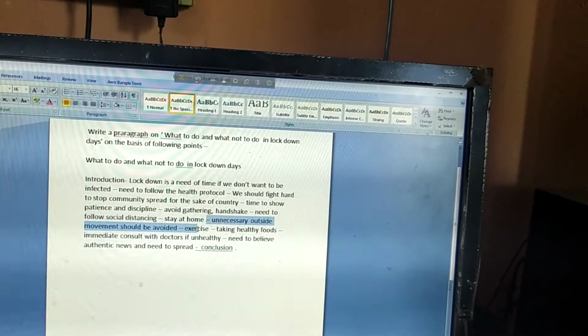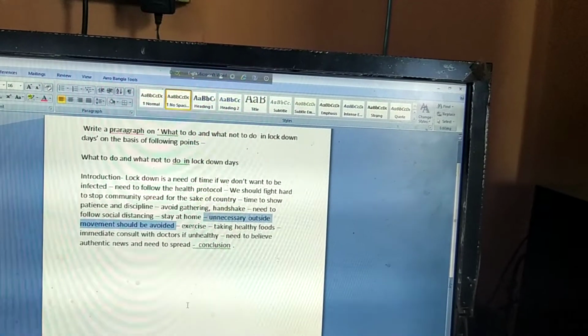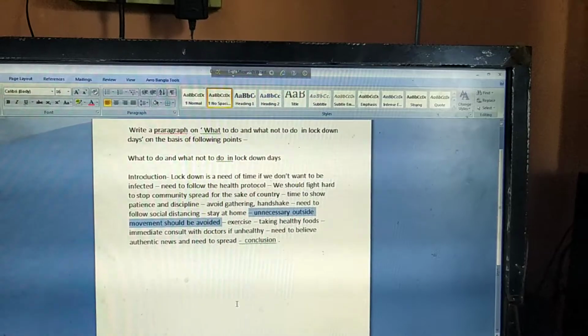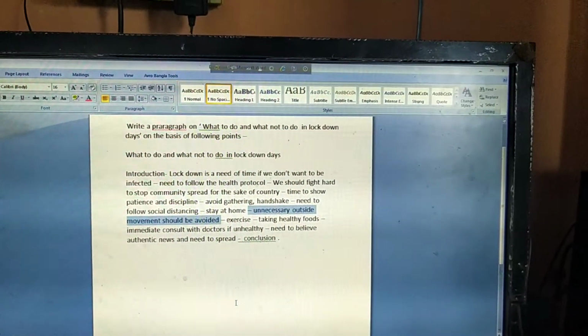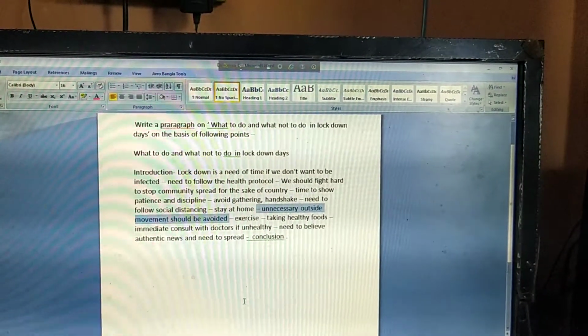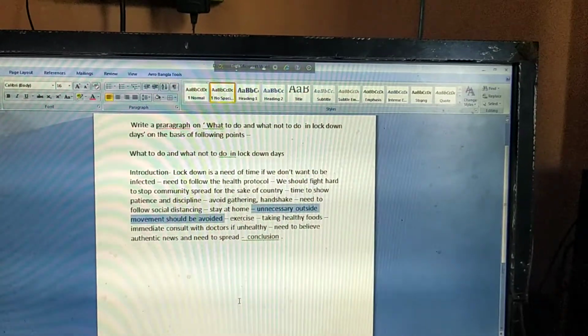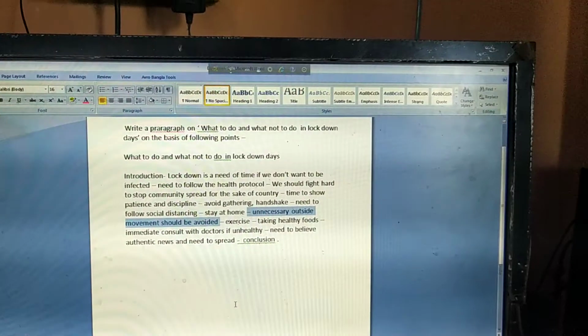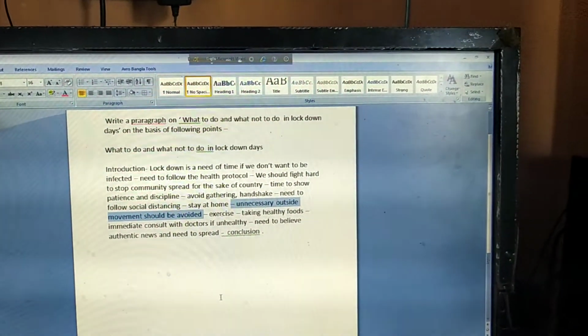Next, unnecessary outside movement should be avoided. Means for no reason, some people are outside. That should not be done in this time. This is the time to stay home, stay disciplined, stay home for the country, stay home for the people.